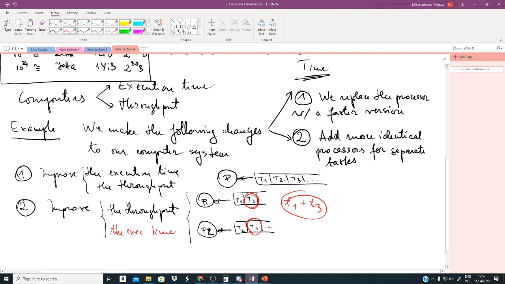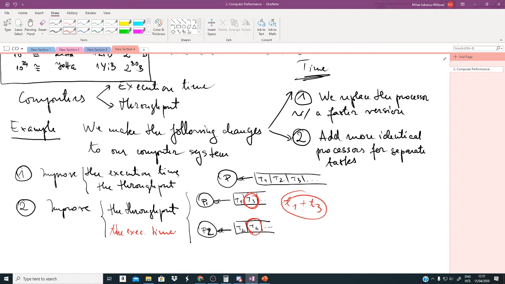So you see, there's an overlap. There's an interplay between the throughput and the execution time. They are bound together in this performance.